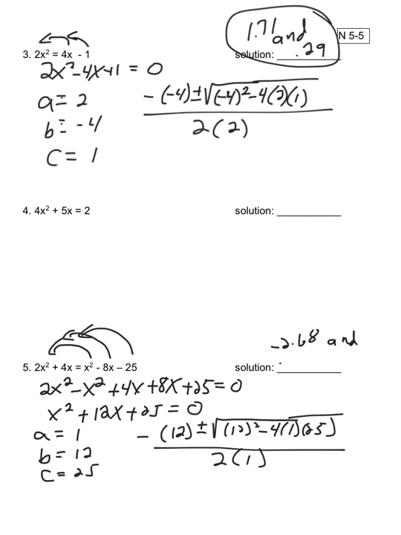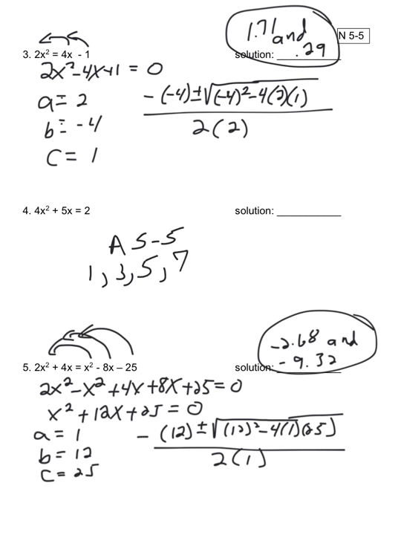So negative 9.32. Okay, you are doing section 5-5. You're doing 1, 3, 5, and 7. When you're done, turn them in up here. This concludes notes for 5-5.